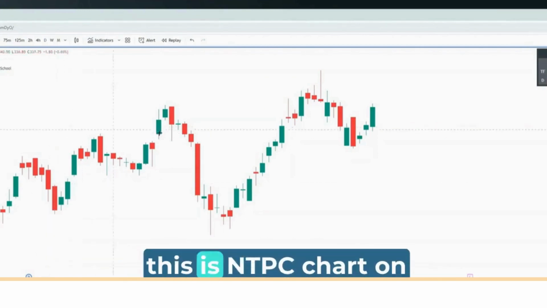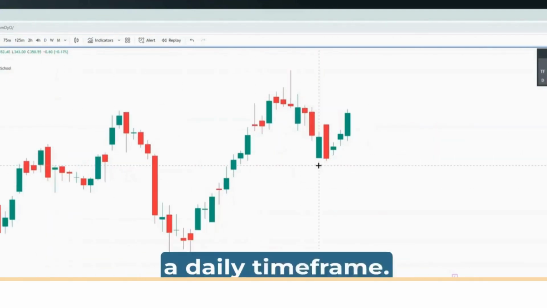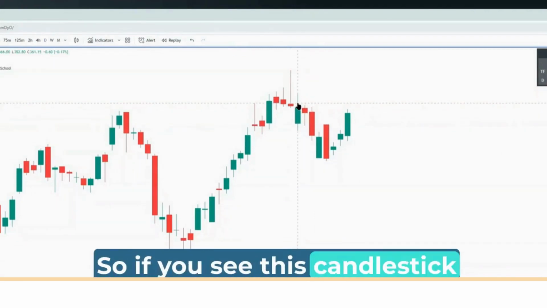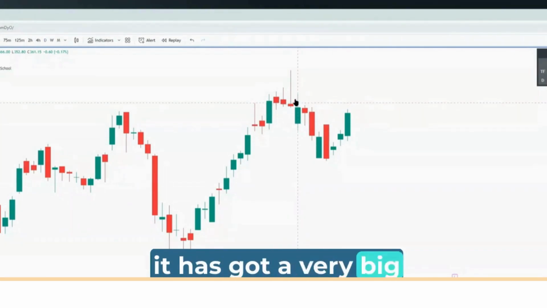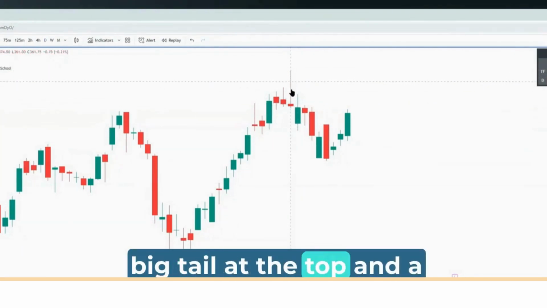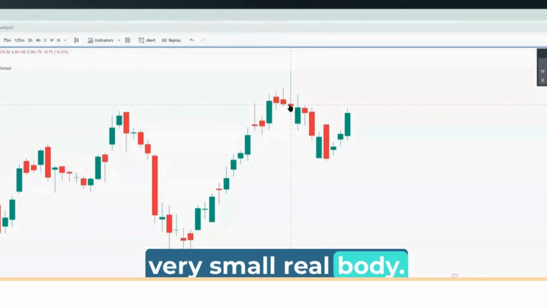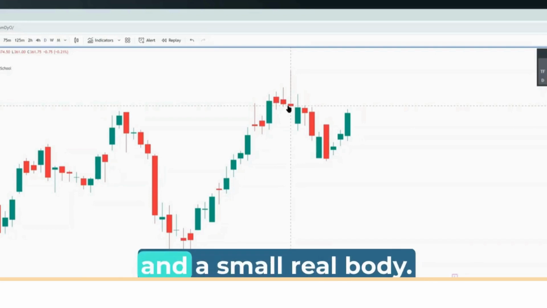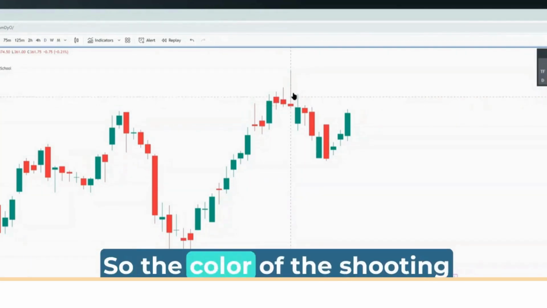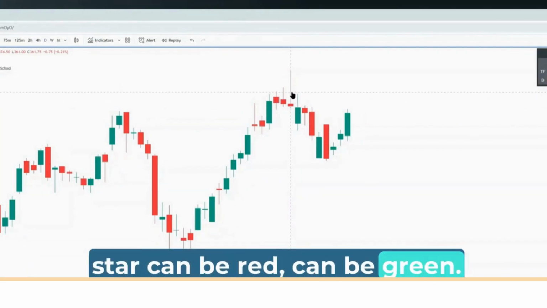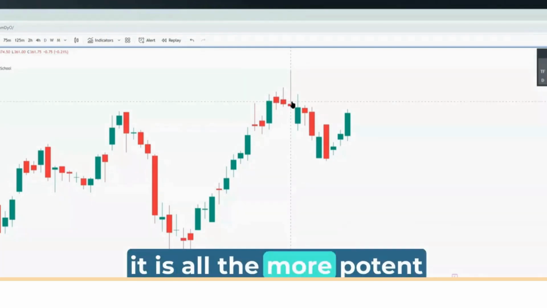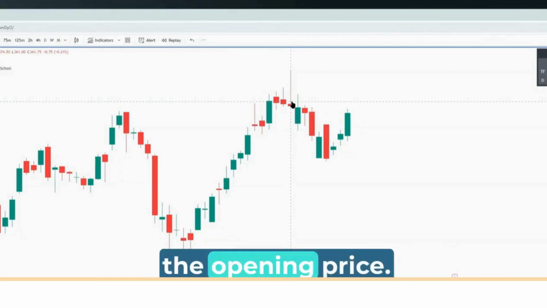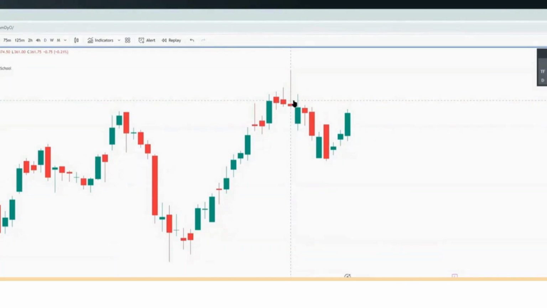So if you see this chart, this is NTPC chart on a daily time frame. And let me take my cursor to 12th of April. So if you see this candlestick over here, it has got a very big topping tail. Big tail at the top and a very small real body. So ideally a shooting star should have a big topping tail and a small real body. So the color of the shooting star can be red, can be green. If it is red, it is all the more potent because it indicates that the closing price was less than the opening price.